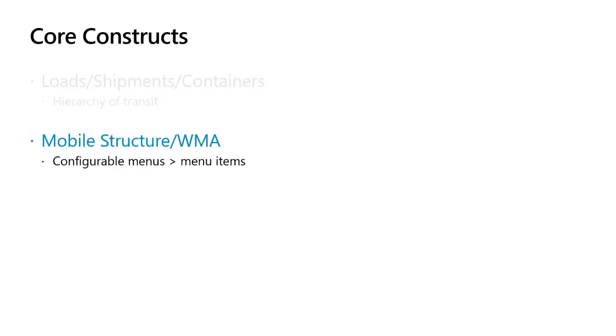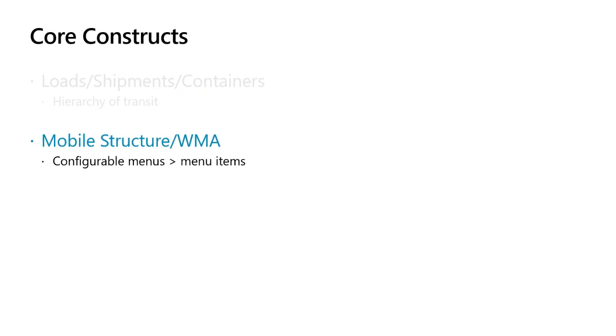So that's all of our terms. Let's move to our core constructs. And the first one we just spent a bit of time talking about, the loads, shipments, and containers. So we defined those terms, and really what those are altogether comprise our hierarchy of transit. And there's a graphic that represents that here on the next slide. So I'll describe that in a little bit more detail.